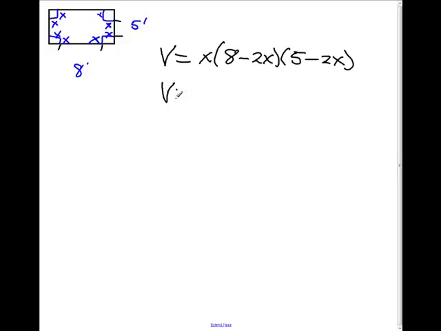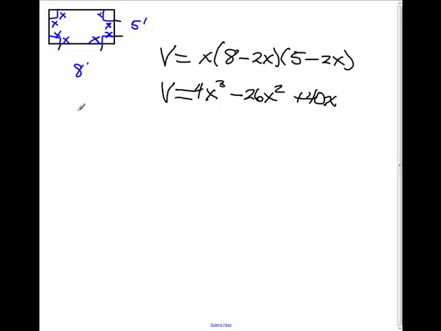So our volume is simply, once we multiply all this together, a nice little expression that is 4x cubed minus 26x squared plus 40x.